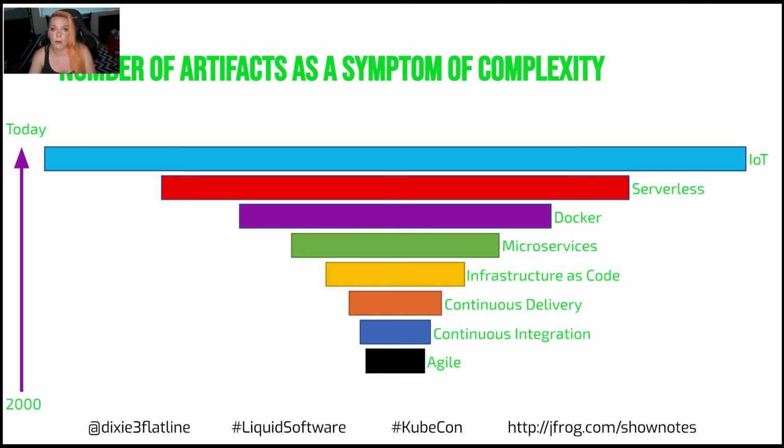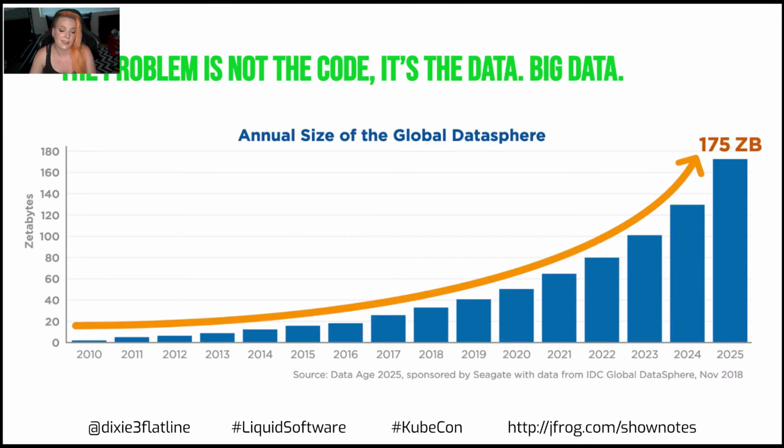There's another problem at play here, though. It's not just the code, it's the data. We have a lot of it. This is a prediction of the global data sphere by 2025. Now, this report is from Seagate, and obviously they have a dog in that race, but it's still. Today, we think of petabytes as a lot of data, and we're rapidly moving into exabytes and zettabytes. Right now, it's mind-boggling, but by 2025, we're looking at 175 zettabytes of data.